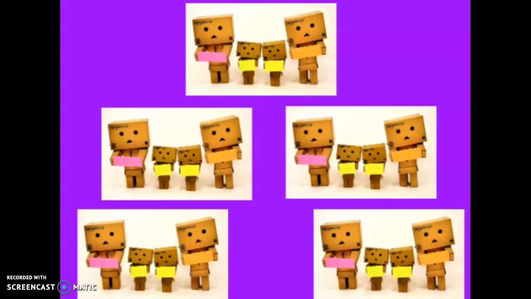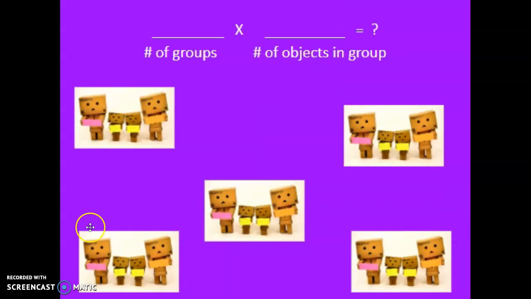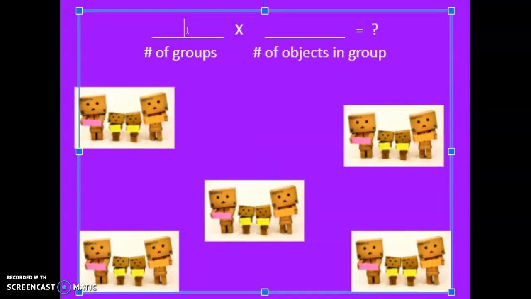I'm sure that most of you are seeing, again, how many groups. We're looking at the whole picture. So I see one group, two groups, three groups, four groups, five groups. And then I'm going to be looking at how many items are in each group. So in this case, I have 1, 2, 3, 4. So my problem switches around as opposed to the other problem we just did. I'm going to have 5 groups this time of 4.